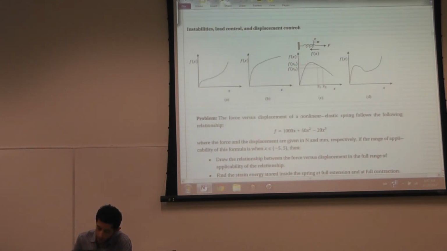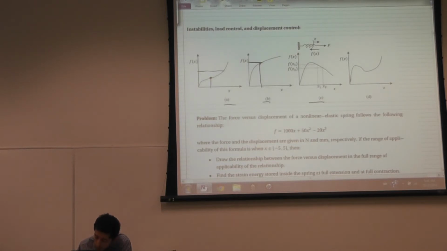This system, so A and B, are both stable under whether you apply displacement or load control. Whether you apply force or displacement, you're going to achieve equilibrium, or static equilibrium, when the external force is equal to the internal force in the spring.